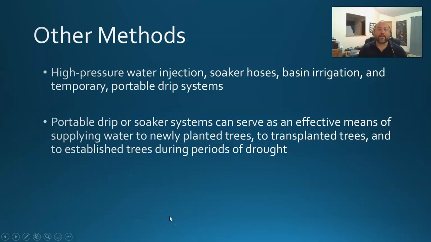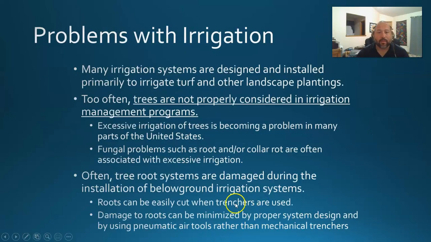Other methods: high pressure water injection, soaker hoses, basin irrigation, and temporary portable drip systems. Those are all other methods. The portable drip or soaker systems, the soaker hoses, can be an effective means of supplying water. And actually, soaker hoses are pretty good in terms of irrigation, especially to newly planted or to transplanted trees. And especially helpful during periods of drought as well.